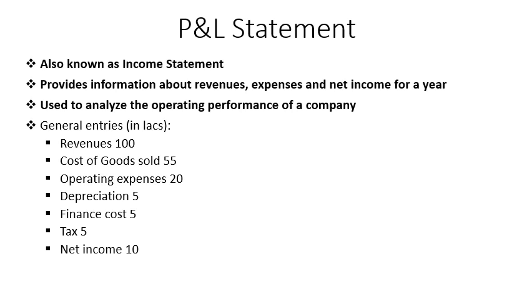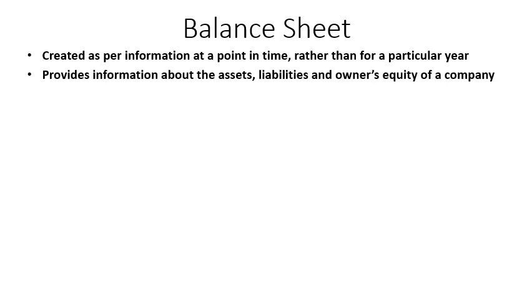Now let's move to the next statement, which is the balance sheet. This is different from the income statement in the way that it is created as per information at a point in time rather than for a particular year. It provides information about the assets, liabilities, and owner's equity of a company.